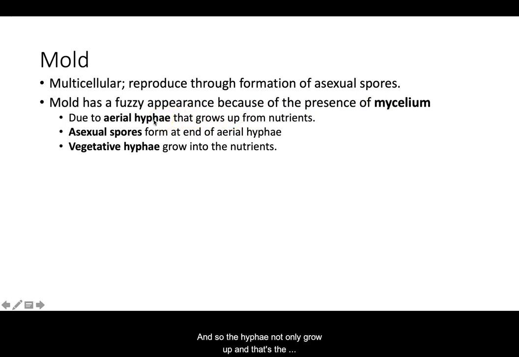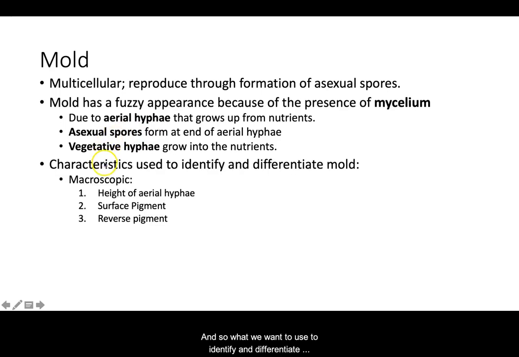The hyphae not only grow up, and that's the fuzziness that you see, and those are called aerial hyphae, but then there's also these vegetative hyphae. Those are hyphae that grow into the nutrients. So if you had, say, an orange that has mold growing on it, not only is there the fuzziness on the outside, that would be called the mycelium that you see, you have these hyphae, these tube-like structures that are growing down into the orange peel and into the fruit itself, extracting nutrients from it. At the ends of aerial hyphae, we have asexual spores.